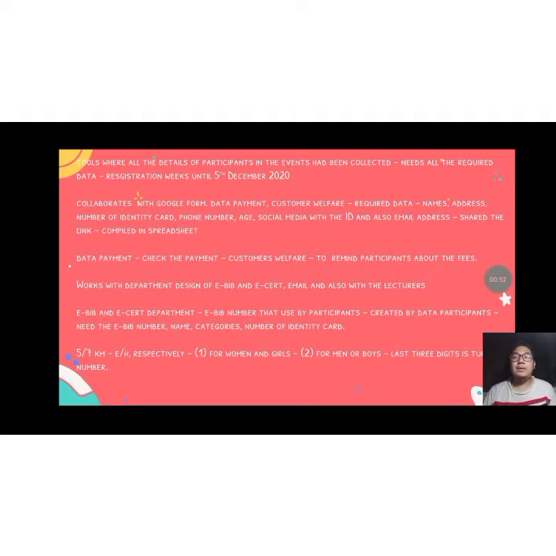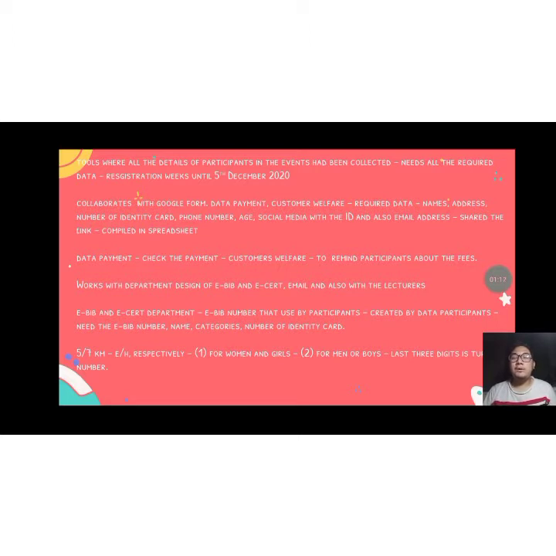The person in charge of data participants during the event needs to collect all the required data from those who are willing to join. This task needs to be done before the event starts, which means beginning to collect the data for those who joined after the promotion weeks, and it should be done when the registration has closed, which is on 5th December 2020.